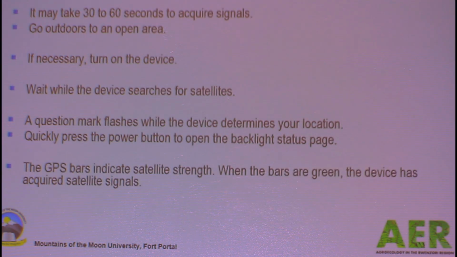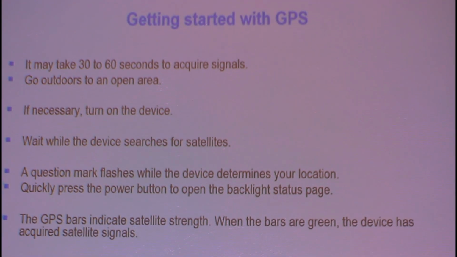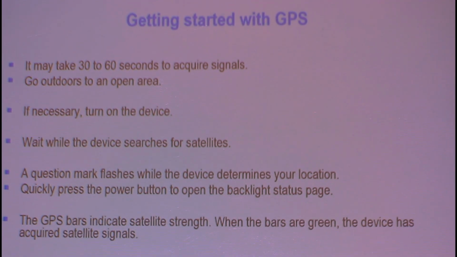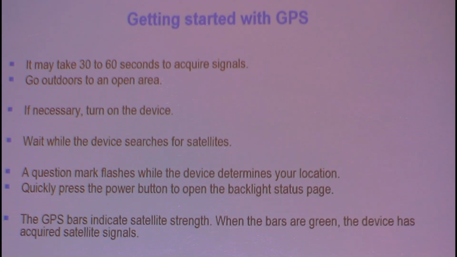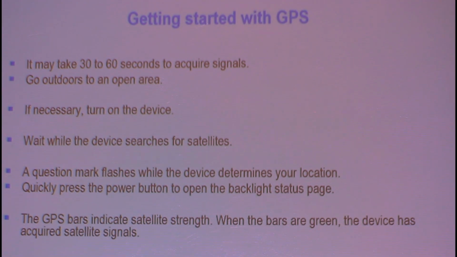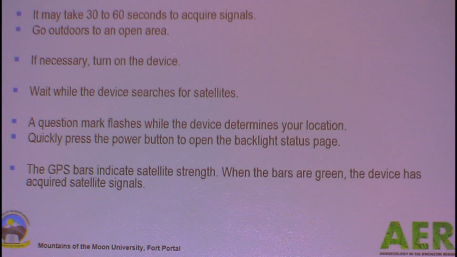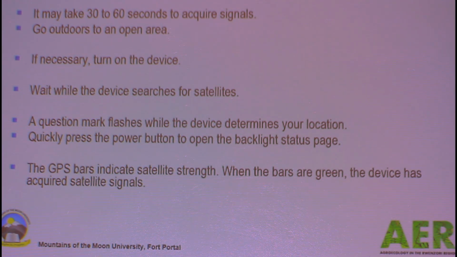When you switch on a GPS, it takes about 30 to 60 seconds to acquire signals. So it's very important, and it's advised, that when you switch on, you move outdoors, because the GPS works with satellites, and depending on the area where you are, it may pick up satellites quickly or it may take long. If you are in a very enclosed place, for example inside a building with very thick ceilings, the GPS may take long or may even refuse to pick the signals.